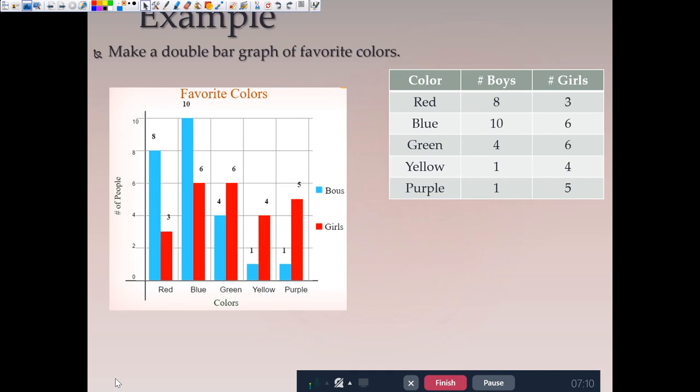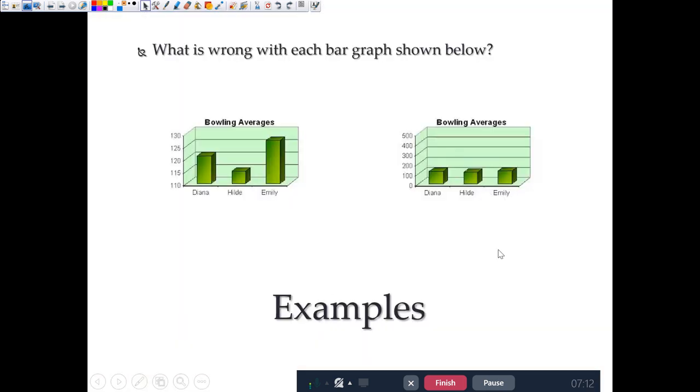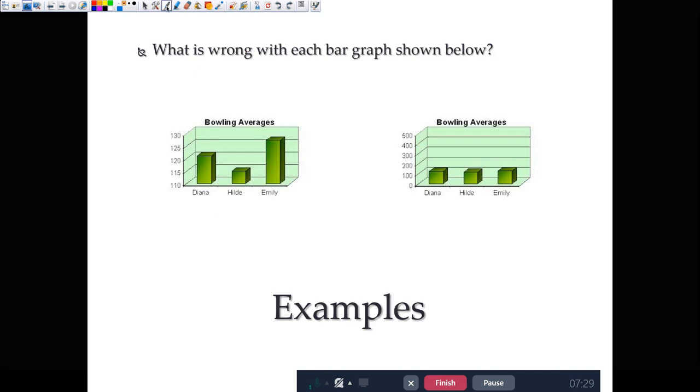All right, so for the next one, we're going to be determining what is wrong with the bar graphs shown below. All right, so let's look at both of them at the same time. So they both have a title, so I'm looking at my checklist. All right, both axes should be labeled. Are the axes labeled? Okay, so for both of them, I'm going to put this up top, the axes aren't labeled. Both axes aren't labeled.